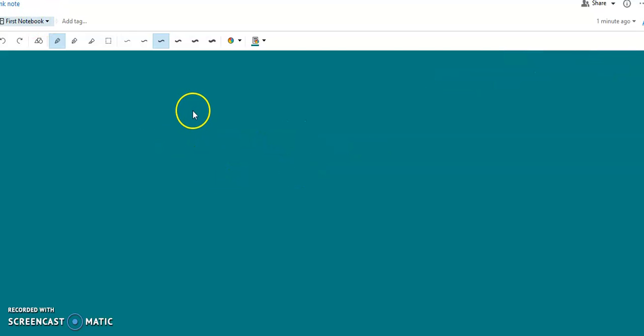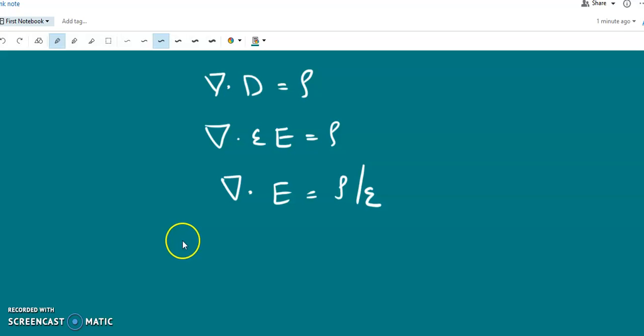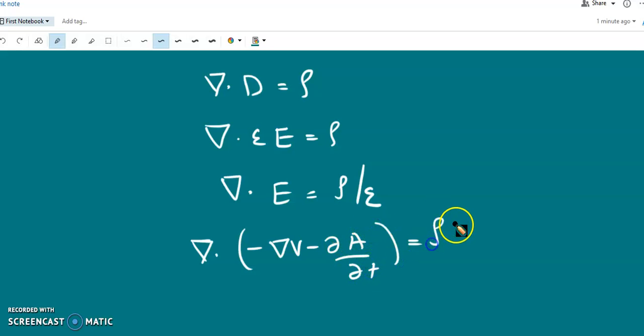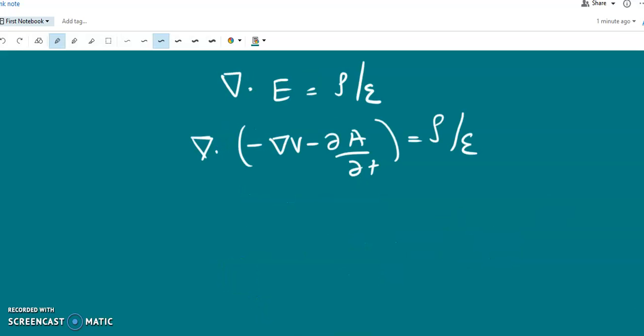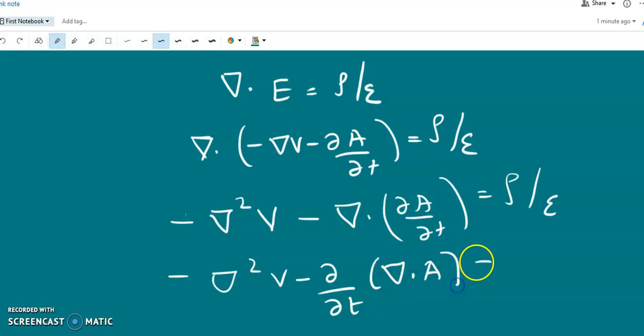We can get the corresponding equation for the scalar potential using the equation del dot D is equal to rho. So D is equal to epsilon E, del dot epsilon E is equal to rho, and del dot E is equal to rho by epsilon. And we know that electric field in terms of potentials is minus del V minus dou A by dou T. So del dot of that is equal to rho by epsilon. So we have del dot minus del V; the minus can be taken out. Del dot del is del square, the Laplacian operator, minus del dot dou A by dou T is equal to rho by epsilon. So here we interchange the time operator and the position operator. So minus del square V minus dou by dou T of del dot A equal to rho by epsilon.